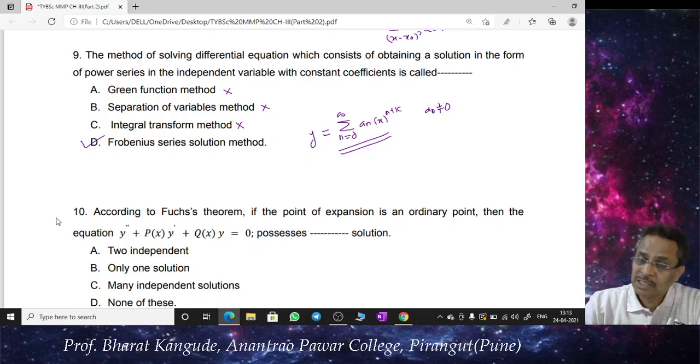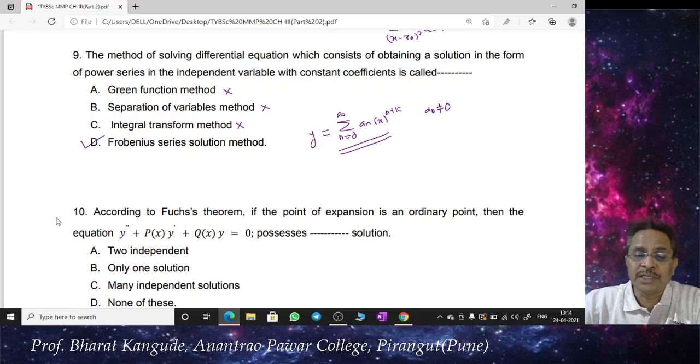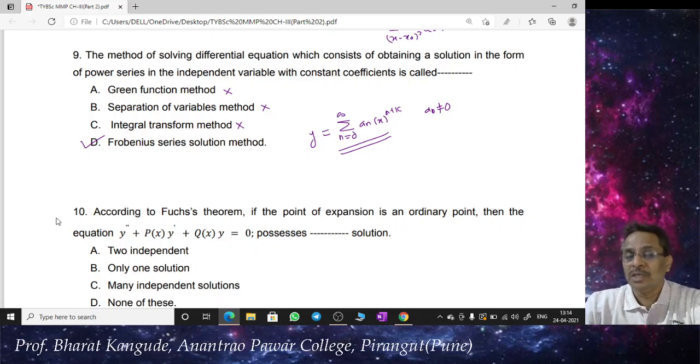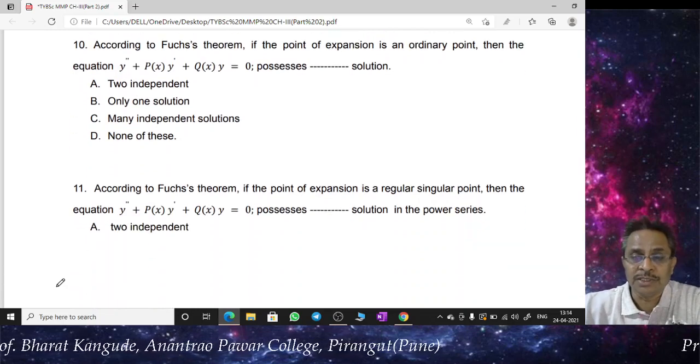So in class you might have seen certain such examples of how to go for this Frobenius series solution method for different types of differential equations earlier. So we won't repeat all these things here.